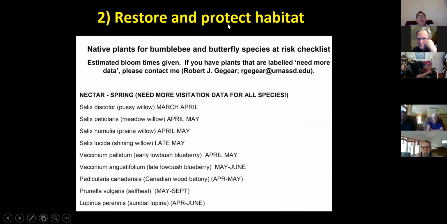Restore and protect habitats based on the data from my primary research and the Beecology Project. We developed these plant lists, which I gave you. So here's spring plants, the absolutely critical, or you know, if you had to prioritize, here's what you should be putting in for the spring. So the lupin's there, but notice that there are 4 willow species coming in before the lupin. There are some low bush blueberries that are important, and this one is really important, Pedicularis canadensis, the Canadian wood betony.